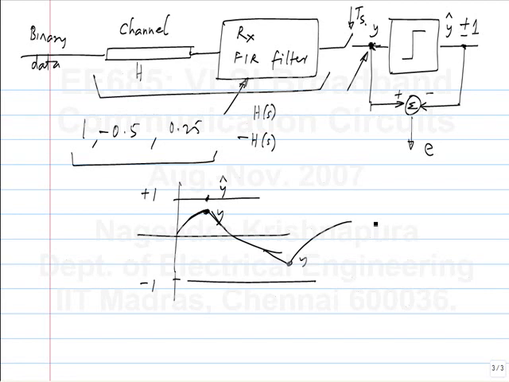No, but how will you tweak it? Because see, let's say you send a succession of ones, okay, the output, let's say, will look something like this. So you look at this sample, there is some error, you look at the next one, there is a smaller error. What are you going to do in this case?